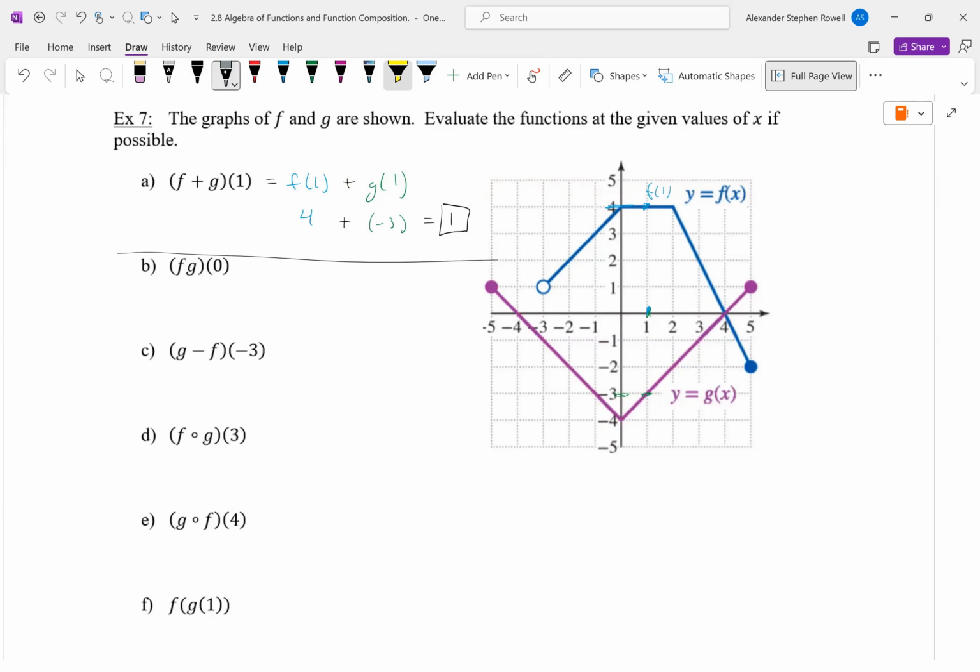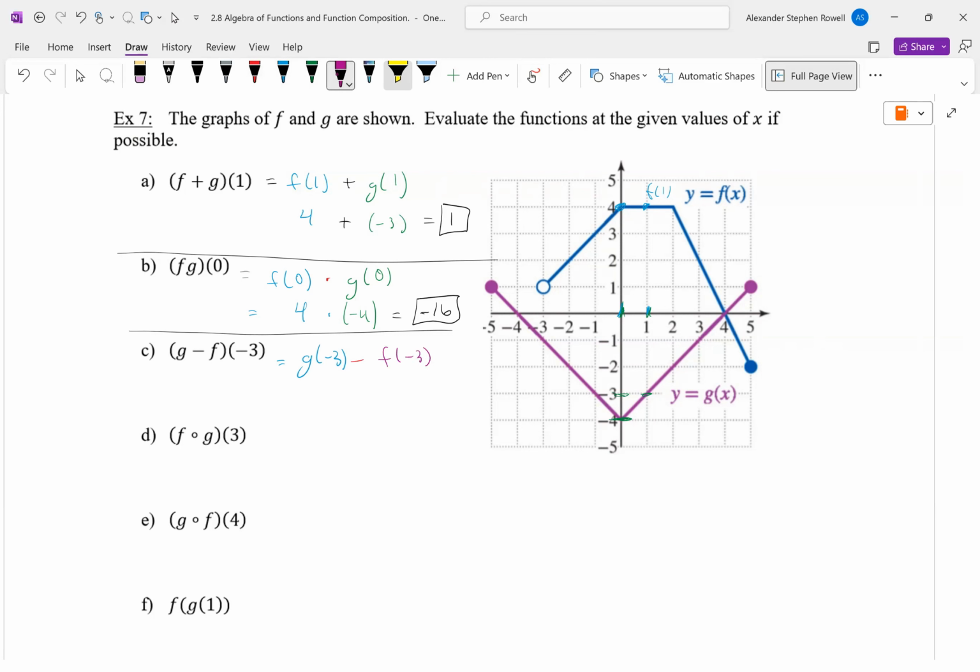Very good. All right, what about f of 0 times g of 0? What's f of 0? So when x is 0, what is my f function's height? It is 4. What is g of 0? x is 0. What is g? Yes, negative 4. And my answer is negative 16.